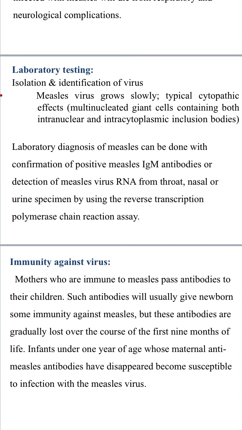Laboratory diagnosis. First, we have isolation and identification of the virus. Measles virus grows slowly, with typical cytopathic effects. We can demonstrate multinucleated giant cells containing both intranuclear and intracytoplasmic inclusion bodies. Diagnosis of measles can be done with confirmation of positive measles IgM antibodies or detection of measles virus RNA from throat, nasal, or urine specimen by using the reverse transcription polymerase chain reaction assay.